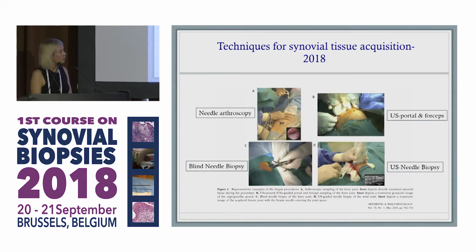So now in 2018, we're really left with four main techniques to acquire synovial tissue. Needle arthroscopy, which can be performed under general or local anaesthetic. Blind needle biopsy is also relatively still well used with a Parker-Pearson needle. And then two adaptations of the ultrasound guided technique, both using a quick core needle, which is shown here, and a portal and forceps approach.